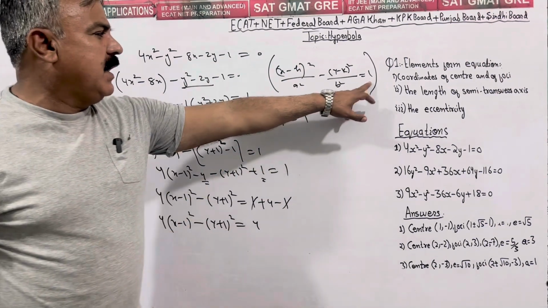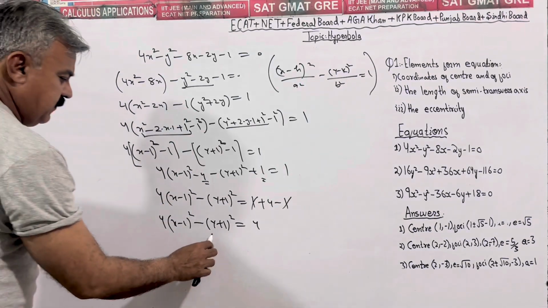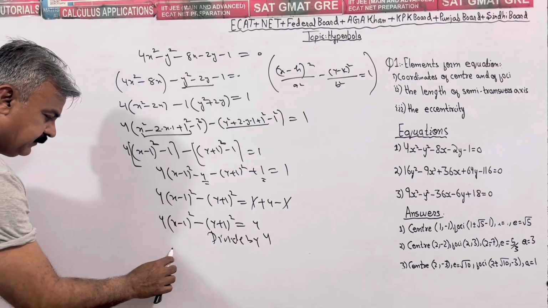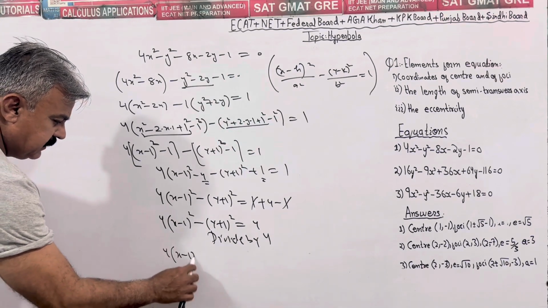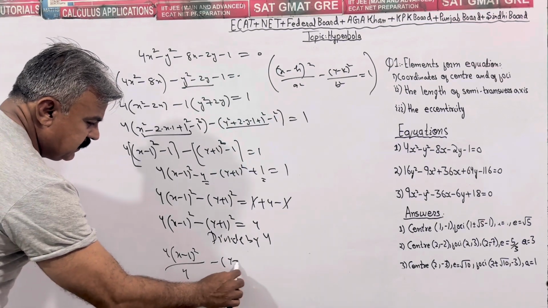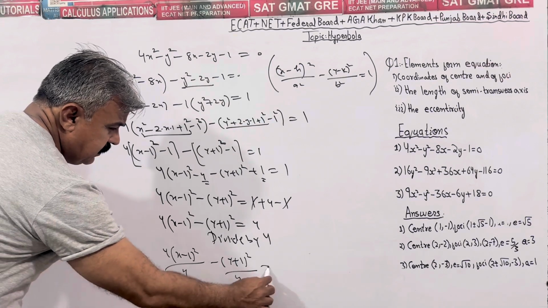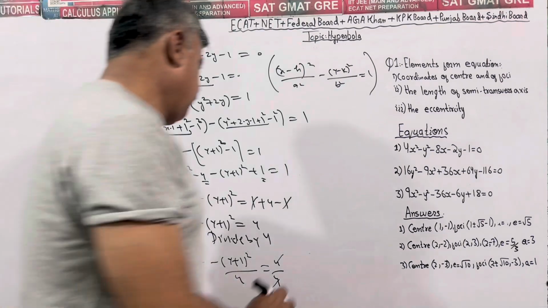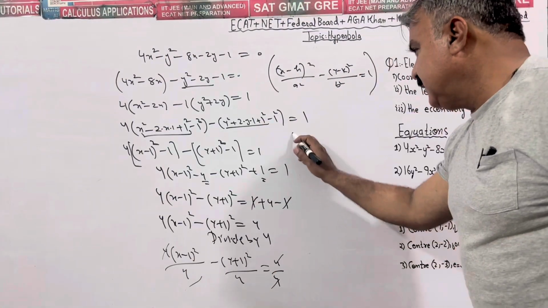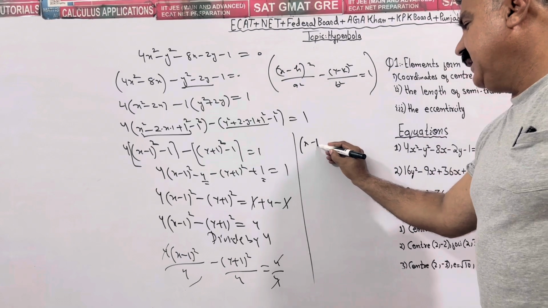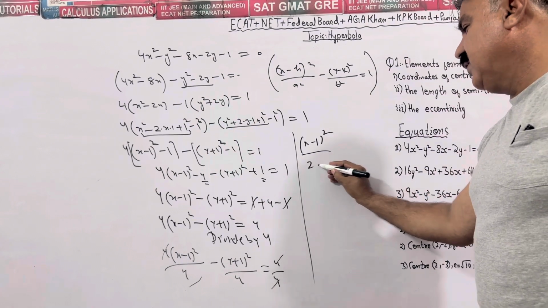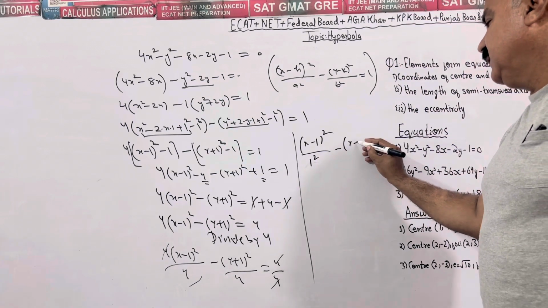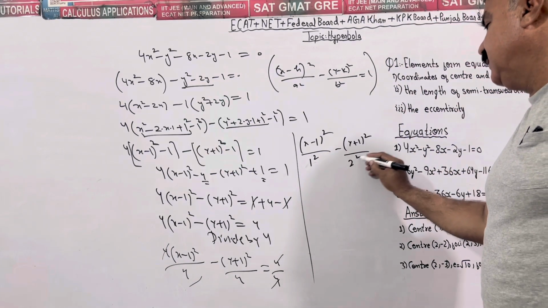There we need 1. Dividing by 4. We have 4 times x minus 1 whole square divided by 4 minus y plus 1 whole square divided by 4 is equal to 4 by 4. Cancelled out. So we have such type of situation here, that is x minus 1 whole square over 1 square minus y plus 1 whole square over, instead of 4 I can write 2 square.